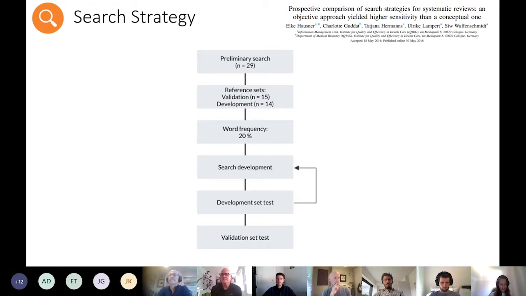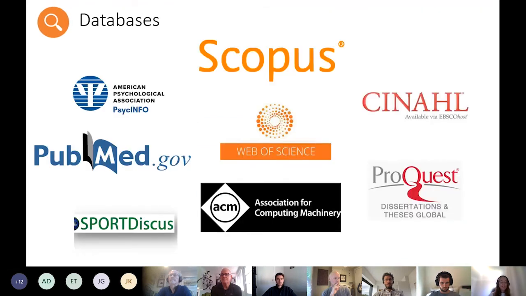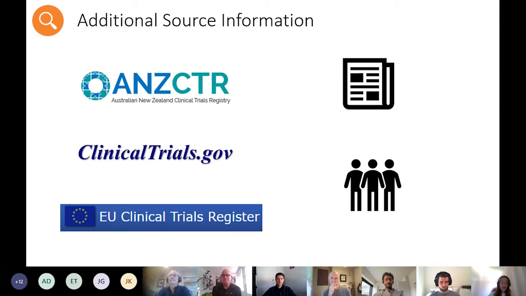I then adapted that search strategy for each database. And these are the databases I conducted my search in. I also searched 3 trial registries. I searched the reference list of the included studies, and I also contacted the included authors about their knowledge of any additional articles that I might have missed.